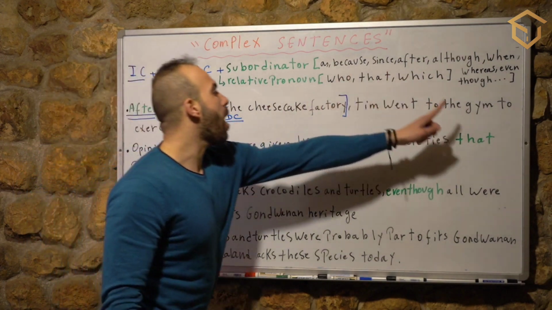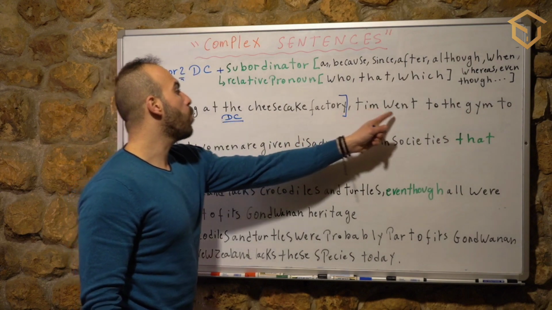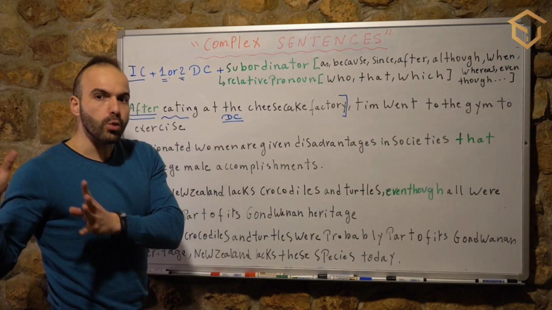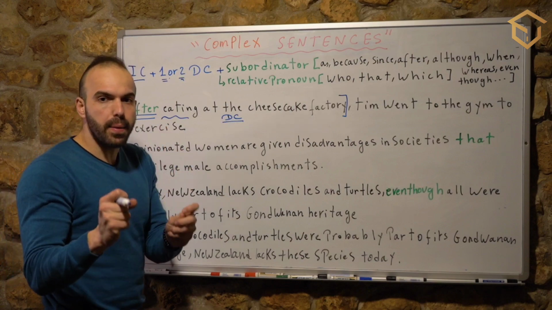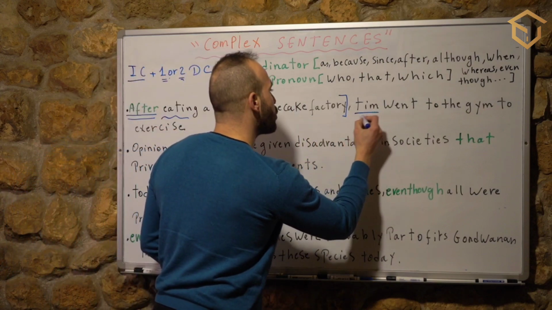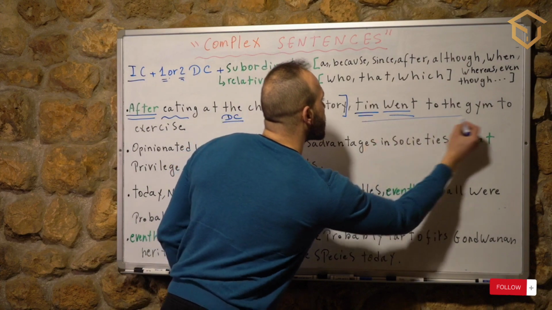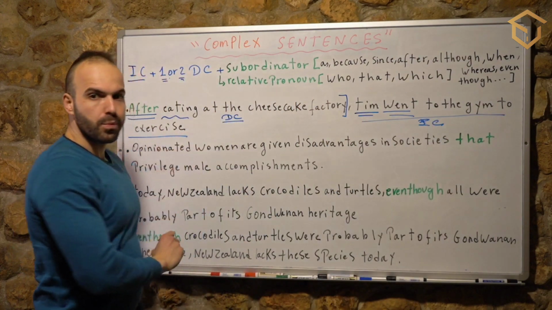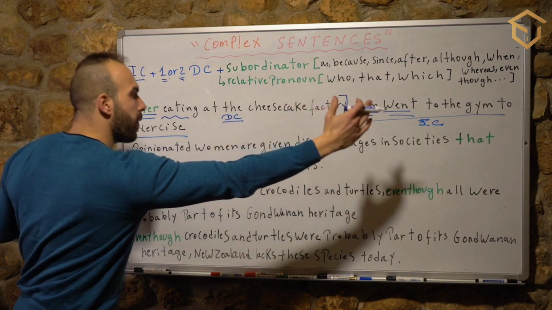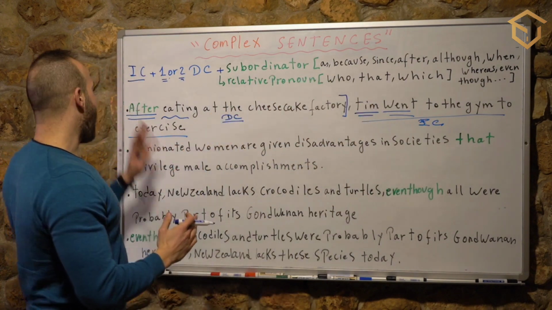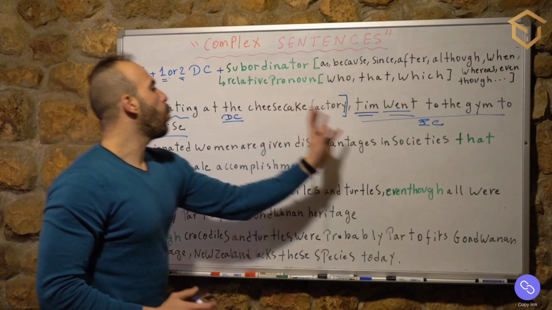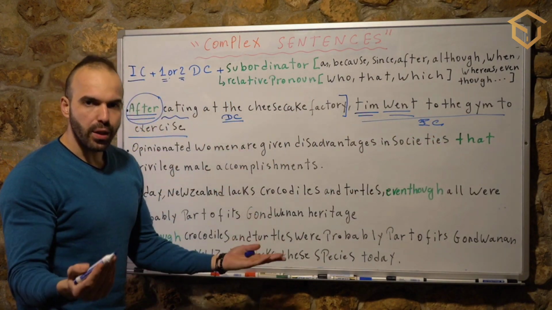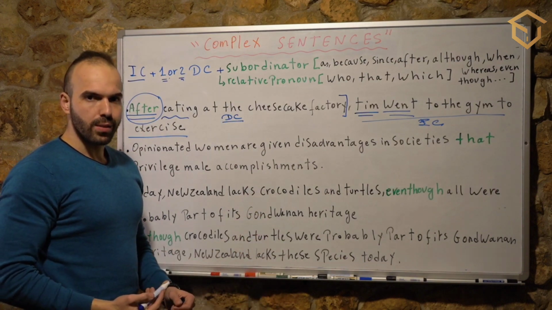However, the other half of the sentence, "Tim went to the gym to exercise." So it has a meaning. We have a subject and a verb. So that's an independent clause. Okay? So as you can see, if we read the sentence again, we have one dependent clause, one independent clause, and a subordinator. So it's definitely a complex sentence.